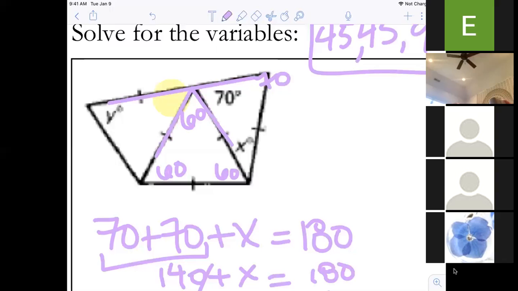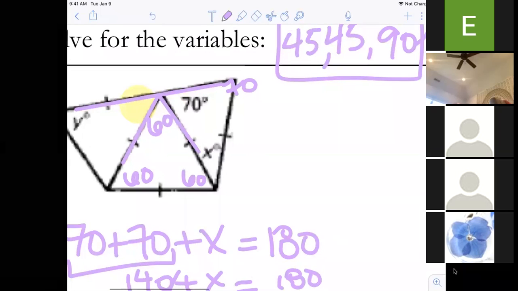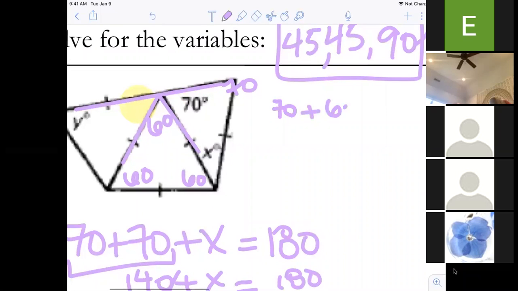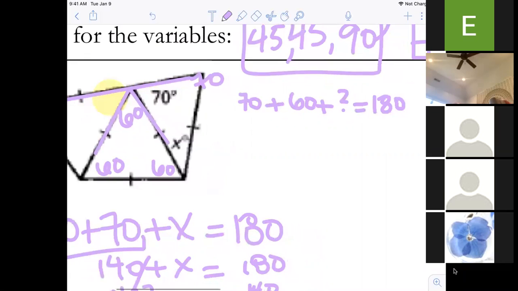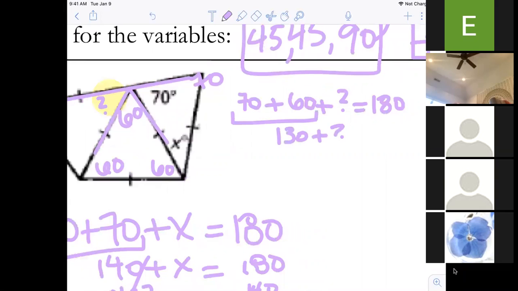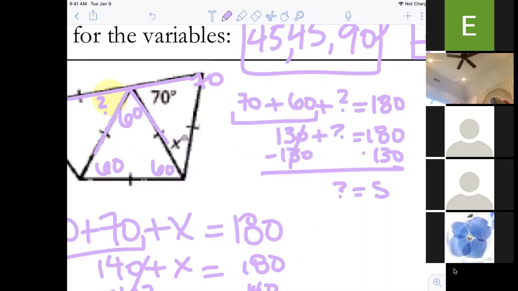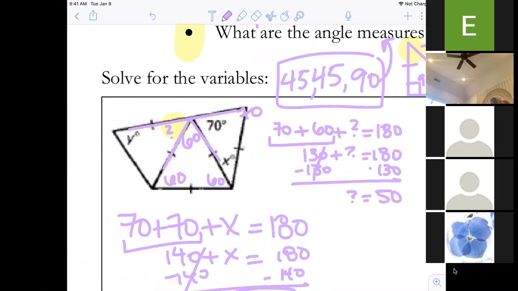180. Very good. So I'm going to say 70 plus 60 plus, and I'm just going to use a little question mark. I know that's maybe not best practice, but I think it's kind of fun. This little new angle we don't know. Add those 2 up, minus from 180 to find my missing angle. 70 plus 60 is 130, plus question mark equals 180, minus 130. My question mark equals 50. Nice. So that new angle right here is 50.